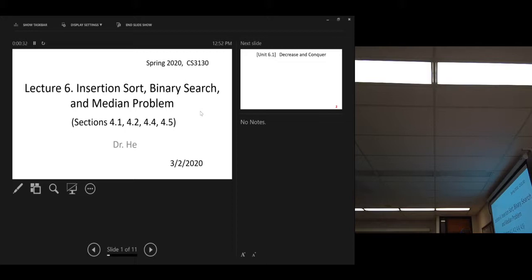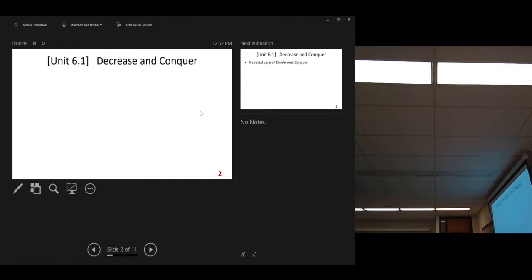Three topics in this lecture. Insertion sort, a very basic sorting algorithm. Binary search, very fundamental, okay? And a median problem. Three topics. Okay. All right. First unit, decrease and conquer.